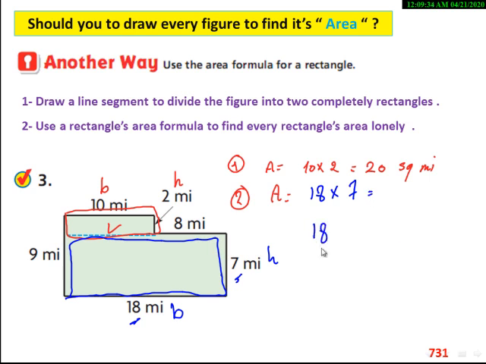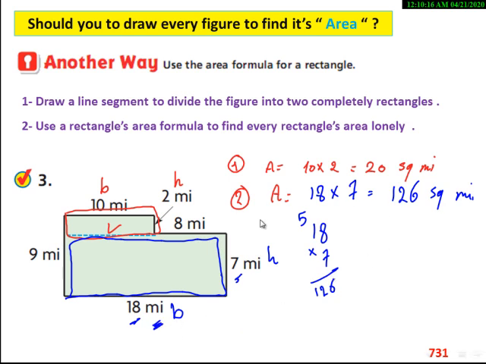Do it step by step. 18 by 7. 7 by 8 equals what? 56. 6 and we carry a 5. 7 by 1 equals 7, plus 5, 12. So the final answer is 126 square millimeters, according to my unit.